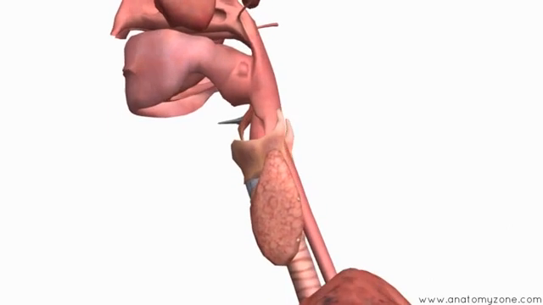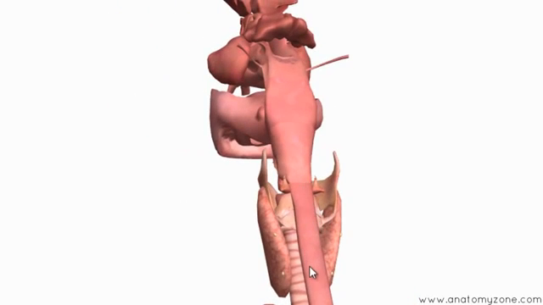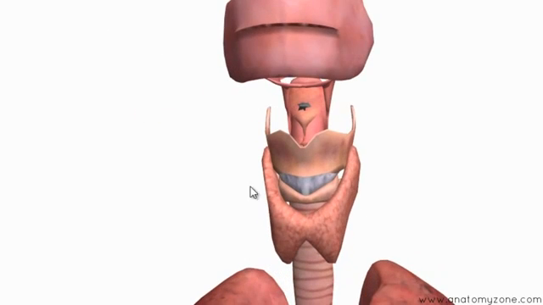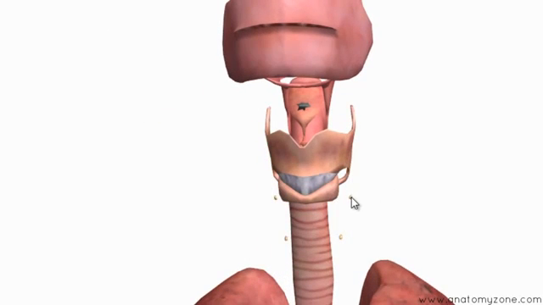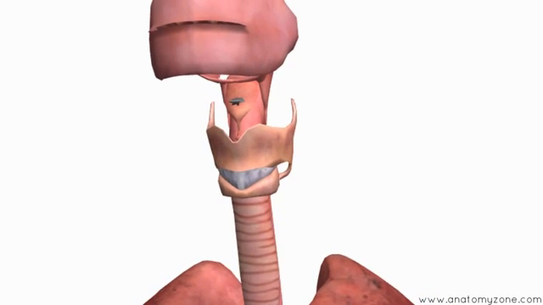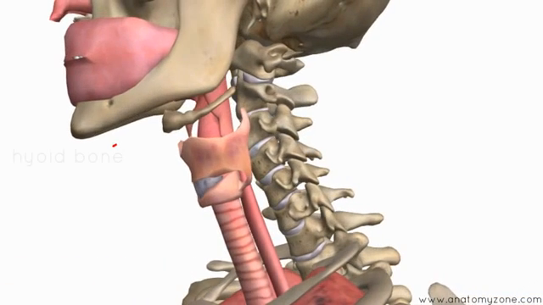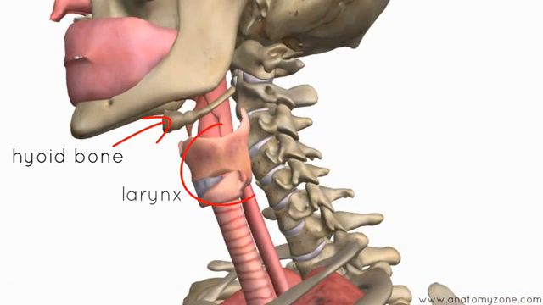So if I just rotate around, you can see the esophagus sitting posteriorly, and you can actually see the thyroid here. I'll just remove that and we'll take a look at the larynx. The larynx is this set of structures here, and it's also known as the voice box. It sits just below the hyoid bone. You can see the hyoid bone just here, and you can see this set of structures, which is the larynx.